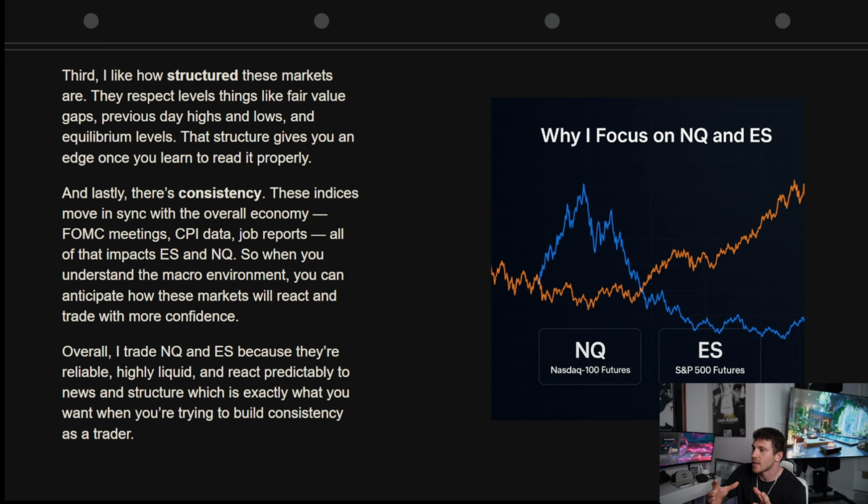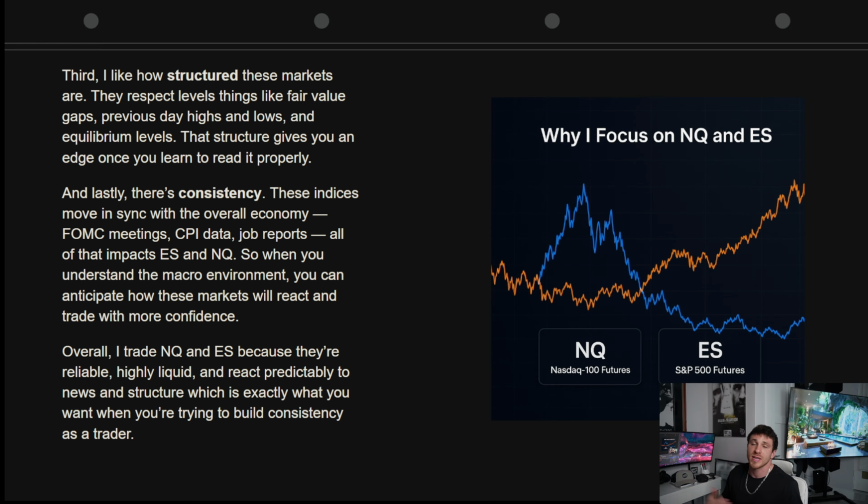And again, it's also just based on the overall economy, right? So when you understand the macro environment, you can anticipate how these markets will react and trade with more confidence. So overall, I trade NQ and ES because they're more reliable. They have high liquidity and they react predictably to news and structure, which is exactly what you want when you're trying to build consistency as a trader.